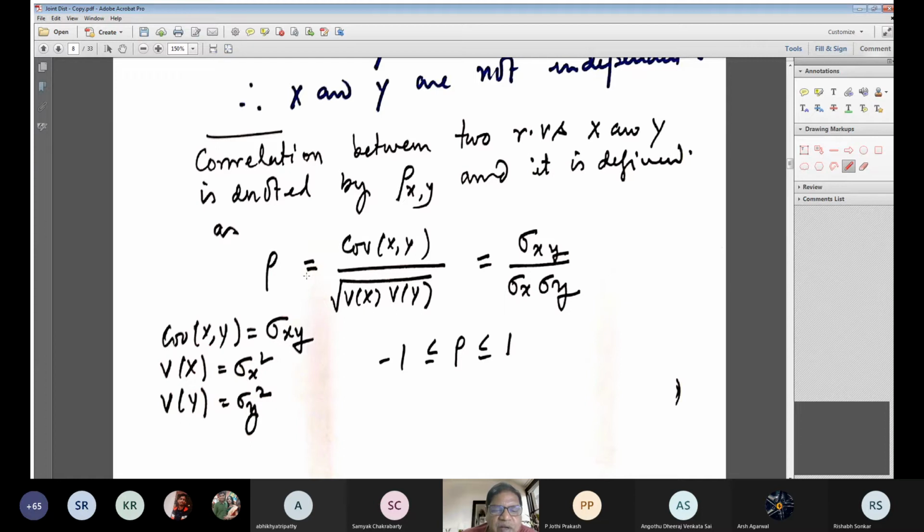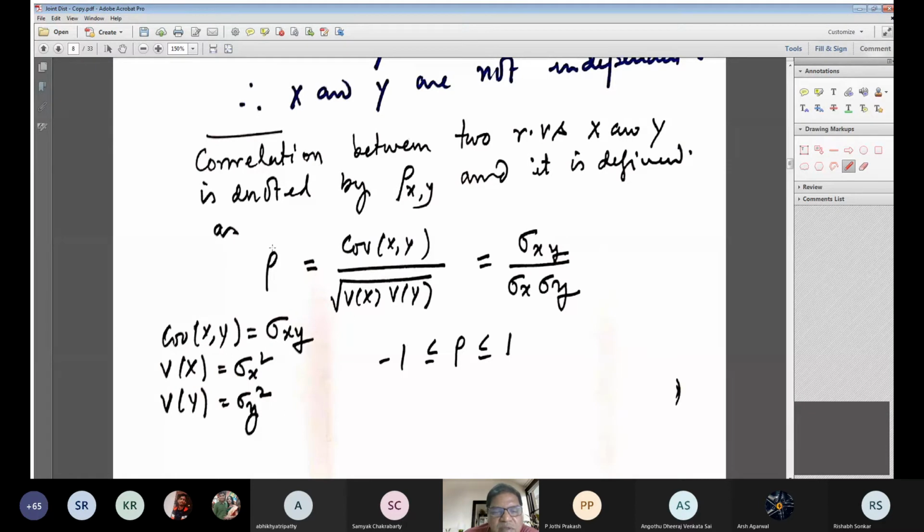So rho is defined as covariance of x and y divided by the square root of variance of x times variance of y. Sometimes we use the notation sigma xy for covariance, and the square root of the variance of x is the standard deviation, so sigma x and sigma y. This result is often used to calculate the correlation.